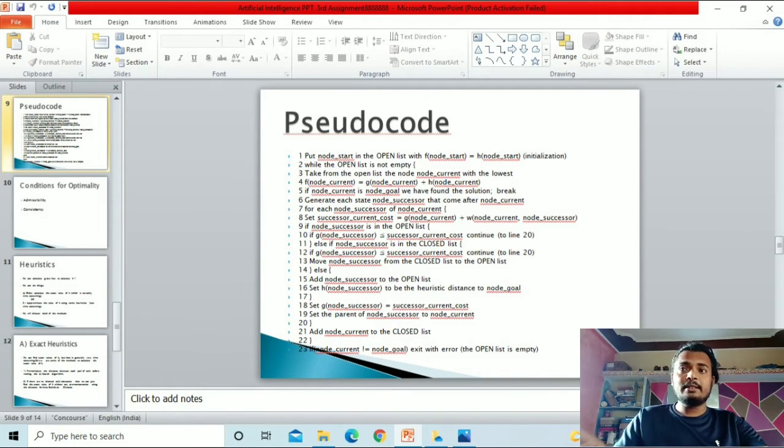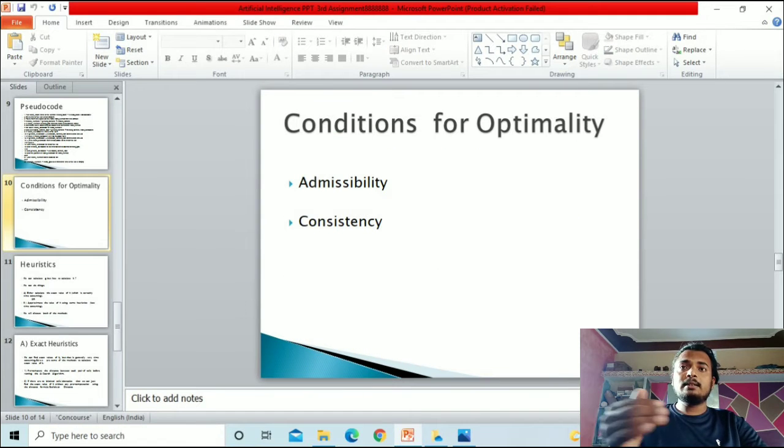Then you can see that afterwards there are some conditions for optimality in the A star algorithm, that are admissibility and consistency.